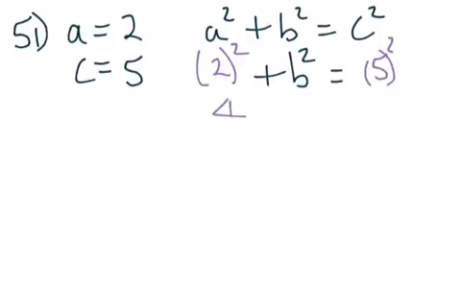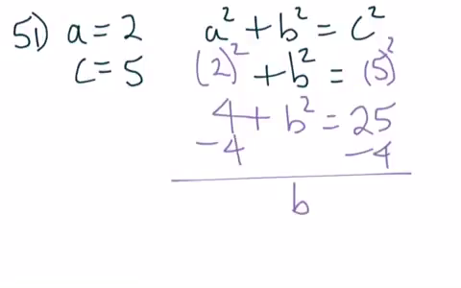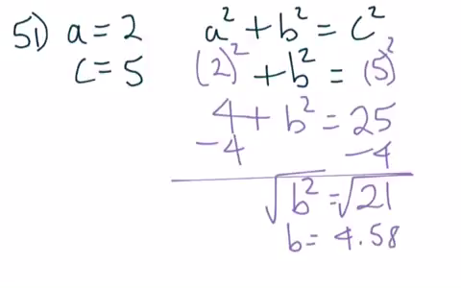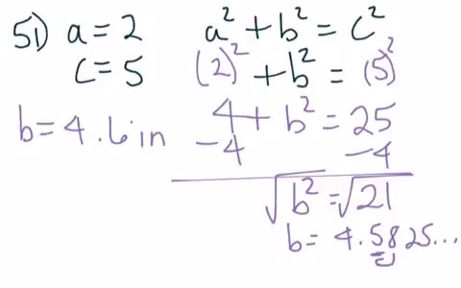So 2 squared is 4 plus B squared equals 5 squared is 25. Subtract 4 from both sides. B squared equals 21. We don't want B squared, we want B, so we take the square root of both sides. So B is 4.5825... and we need to round to the nearest tenth, because that's an 8, that has to become a 6. So side B is 4.6, and the units used in this problem were inches.